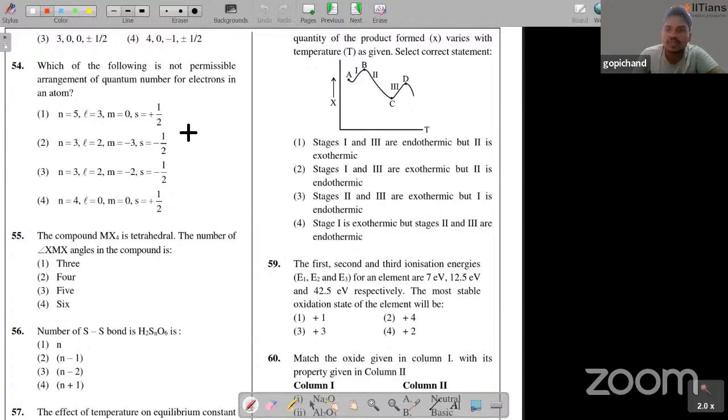So just write down the orbitals so that you will get an idea. 5f, 3d, again 3d, 4, yes, these all are possible. So the question is like there is no doubt with n and l values, everything was cool, but I think it depends upon the m value.